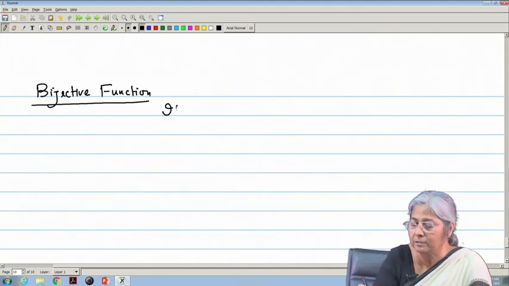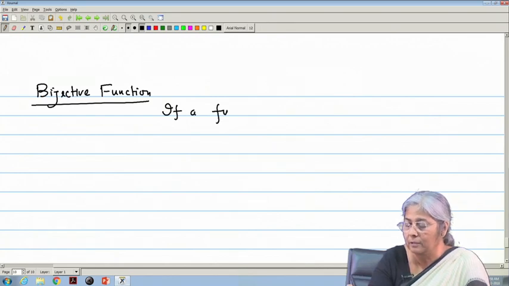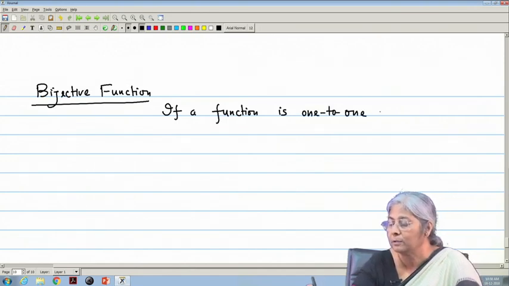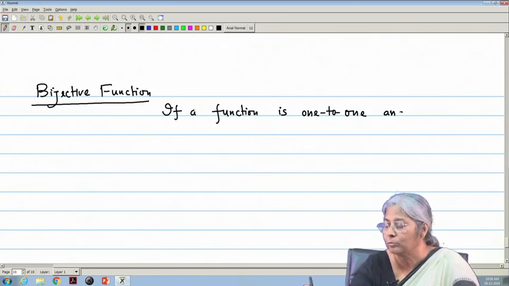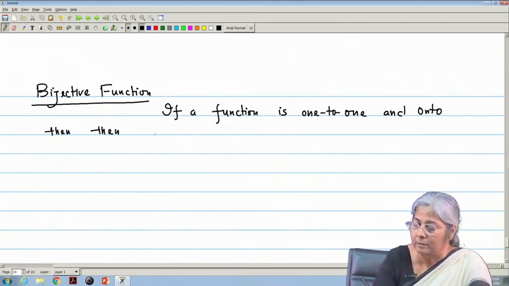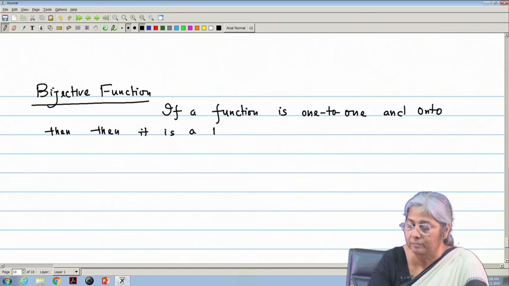And if I define our bijective function: if a function is 1 to 1 as well as onto, 1 to 1 and onto, then it is a bijective function.